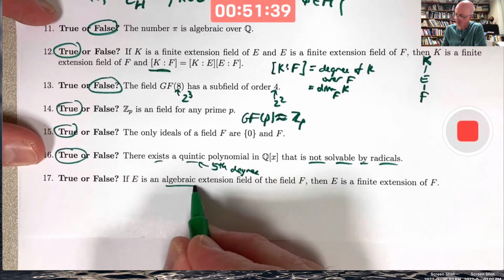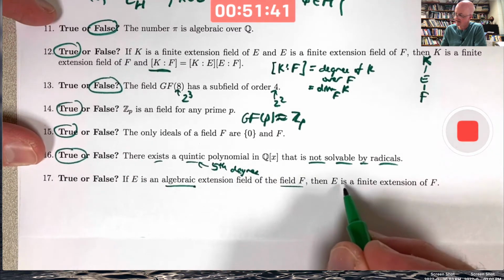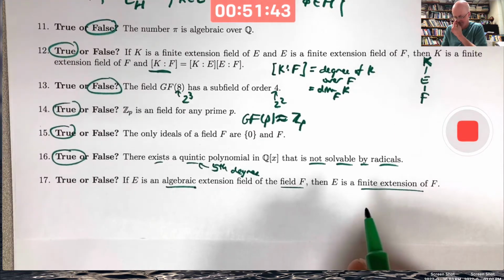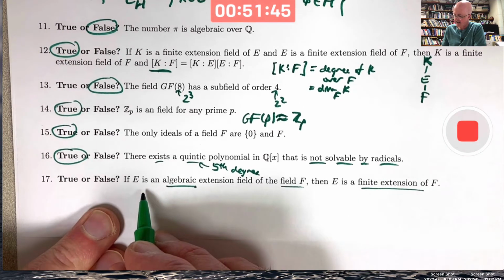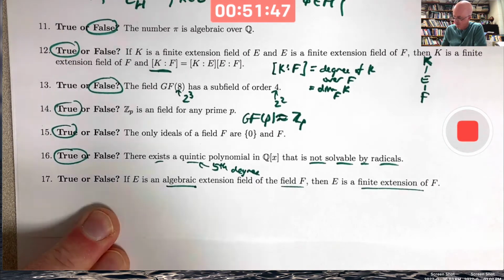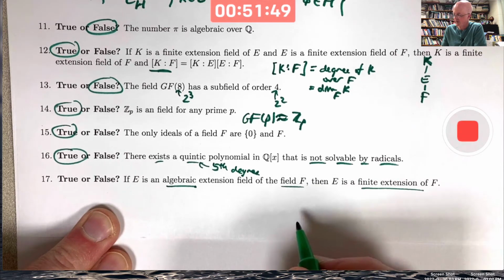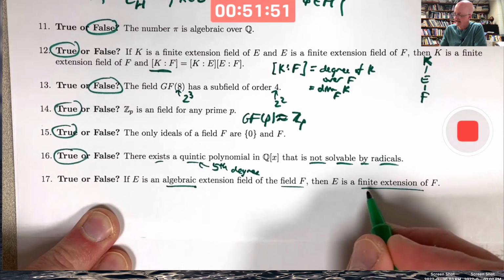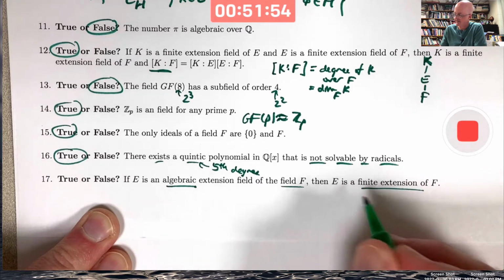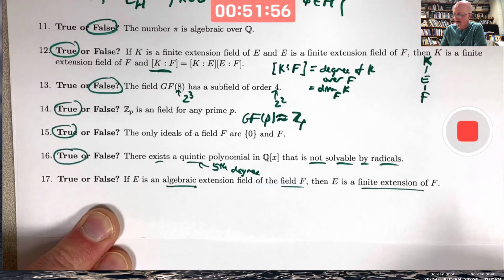17, if E is an algebraic extension field of F, then E is a finite extension field. In other words, if every element of E is algebraic over F, the root of some polynomial with coefficients in F, then E as a vector space over F has a finite dimension. The answer to that is actually false.